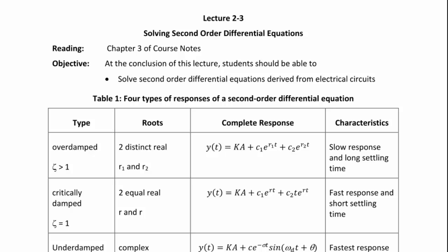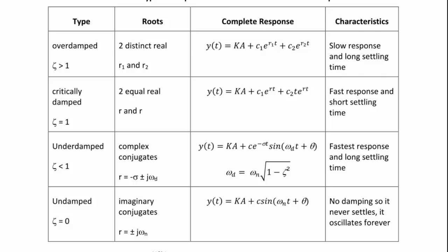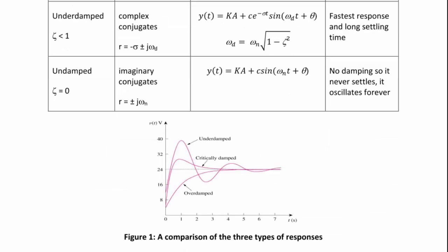Today is the final lecture of week 2, and we will continue our discussion of solving second-order differential equations and second-order circuits. Recall that we had already reviewed the various types of responses for second-order differential equations, including overdamped, critically damped, underdamped and undamped, and the characteristics of these types of responses, including settling time, fastest response, overshoot, etc. Since we will continue the discussion, let's go ahead and jump right into some examples.